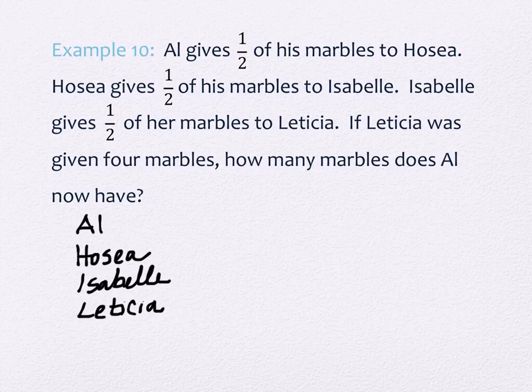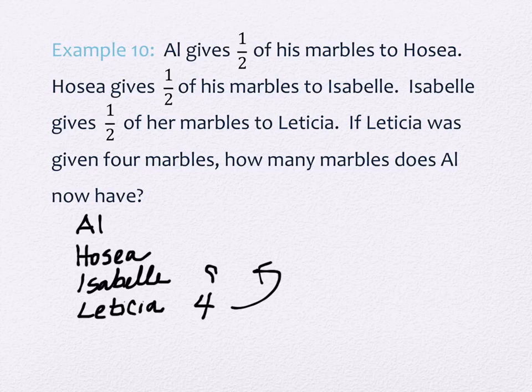So, now what? Do we find out where they started, or should we maybe find out where they ended? We're going to need to know both, right? Letitia has how many when the whole process ends? 4. And those 4 came from Isabel. And when Isabel gave her those 4, how much of what she had did she give away? 1/2.